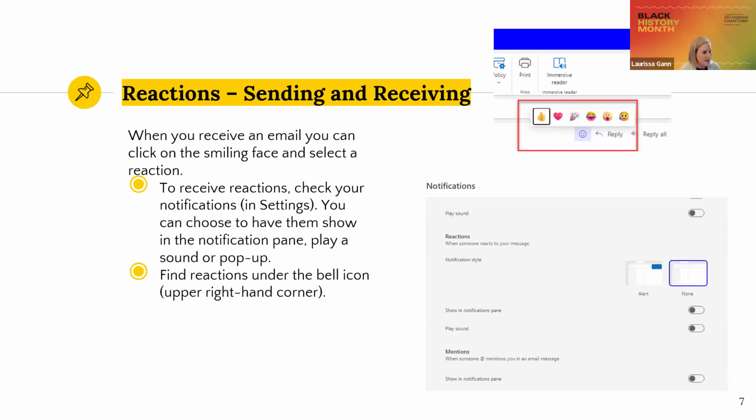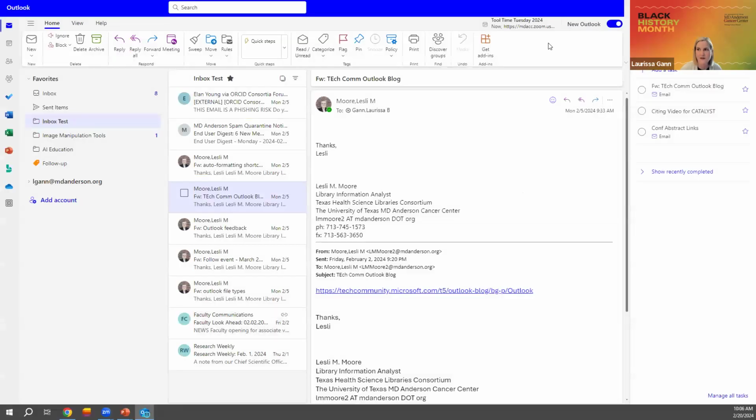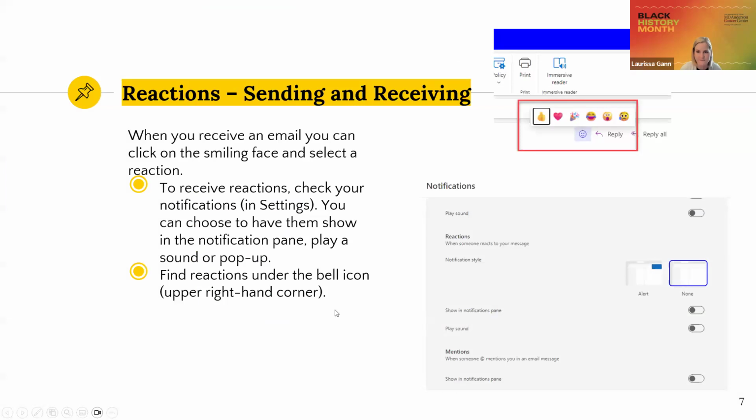If you want to locate your reactions, they're under the bell icon in the upper right-hand corner of Outlook. So our tasks are here. Your reactions are going to be here under the bell icon, all your notifications. So if you want to check out if somebody's reacted to an email, you can take a look there.